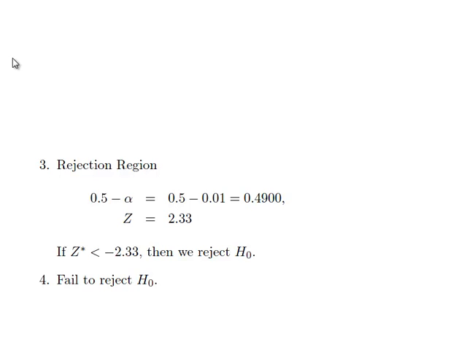So then we set up our if-then. If z star is less than negative 2.33, then we reject H0. We use the negative because the alpha level is going to the left because it's a less than. So that's why you have less than negative 2.33. We're comparing that against -2, so we fail to reject H0.